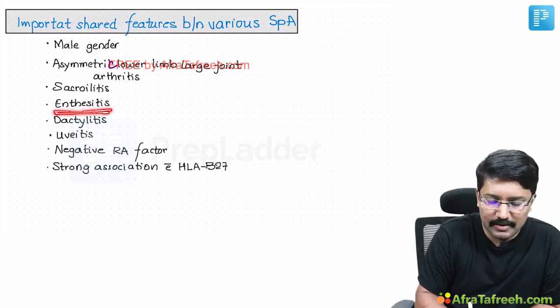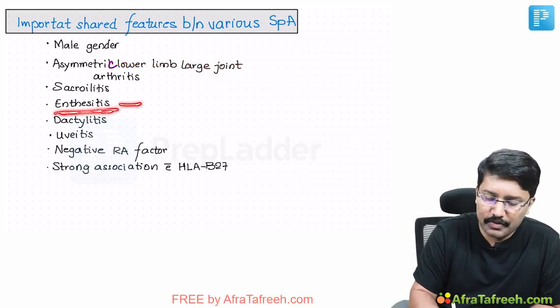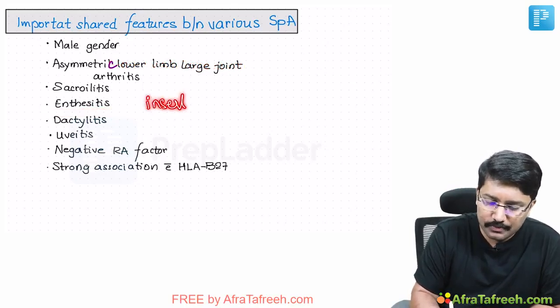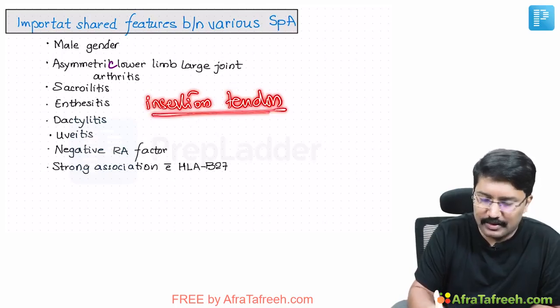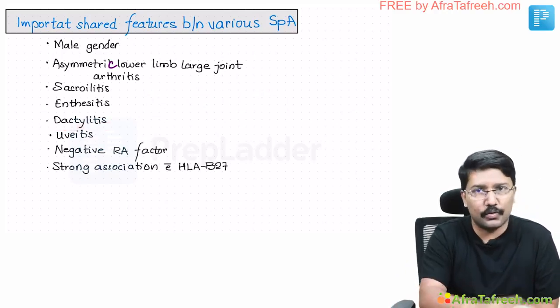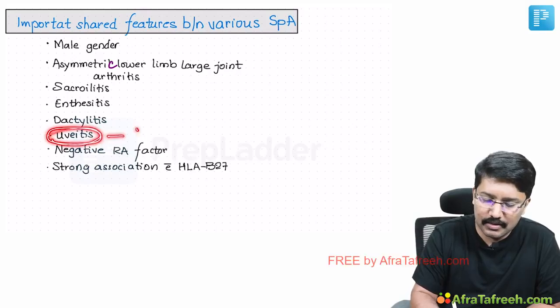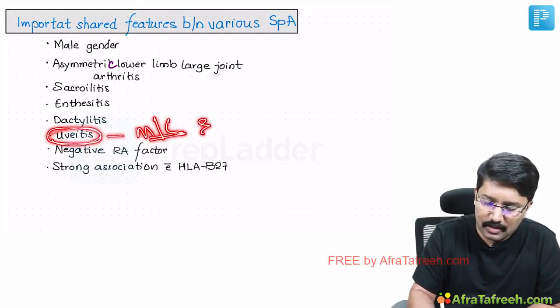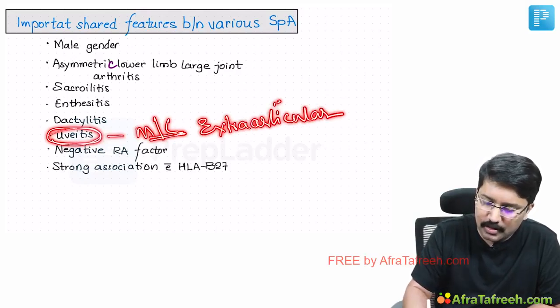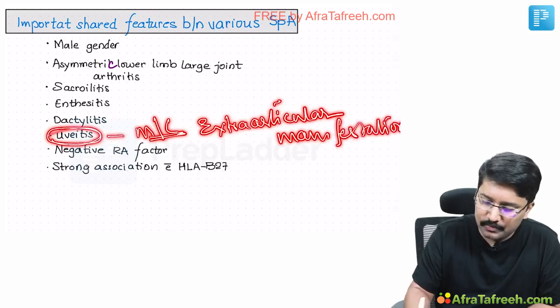Then these patients have enthesitis, which is a characteristic finding. Enthesitis means inflammation of the insertion points of tendons, right? So they have enthesitis, and they can develop dactylitis, which is also a shared manifestation. Then uveitis, especially anterior uveitis, in fact, is the most common extra-articular manifestation of these disorders which can be discussed under spondyloarthritis, right?